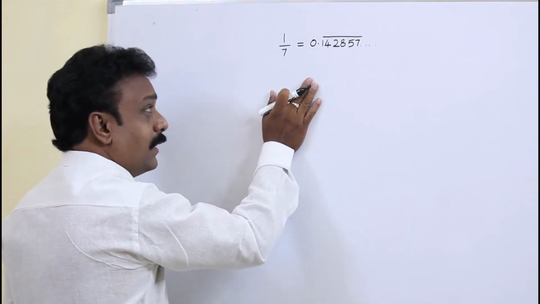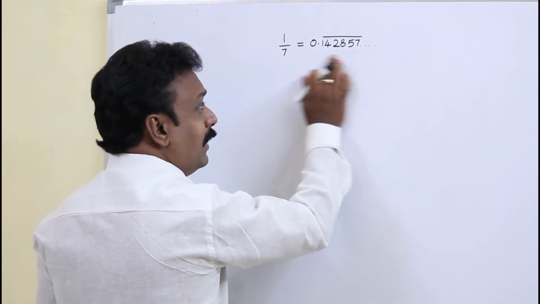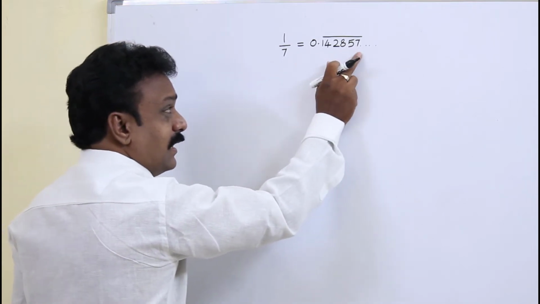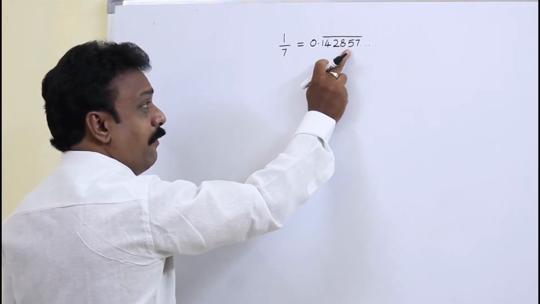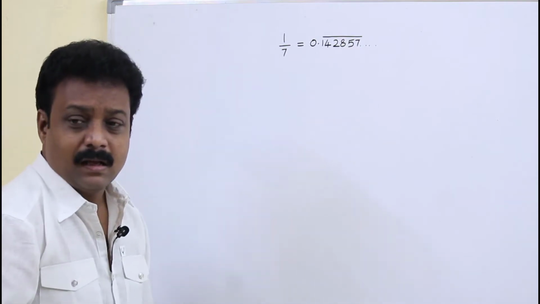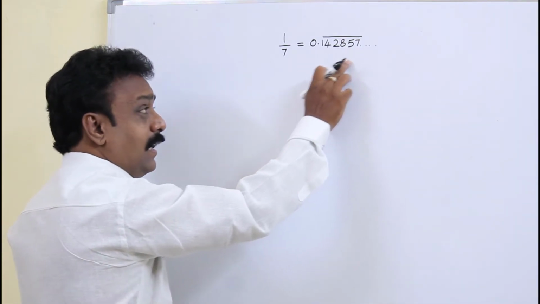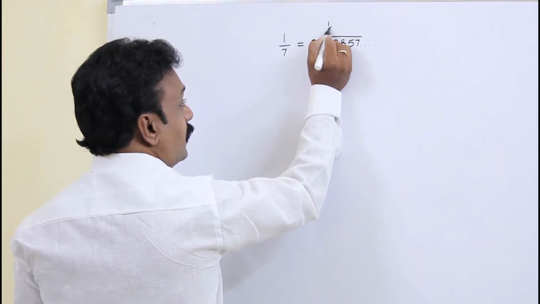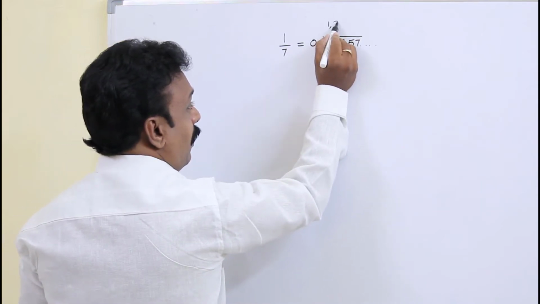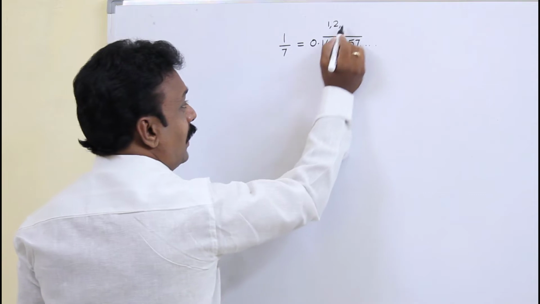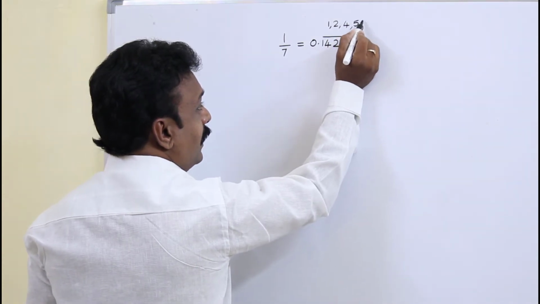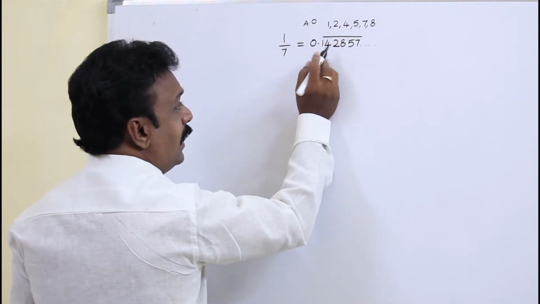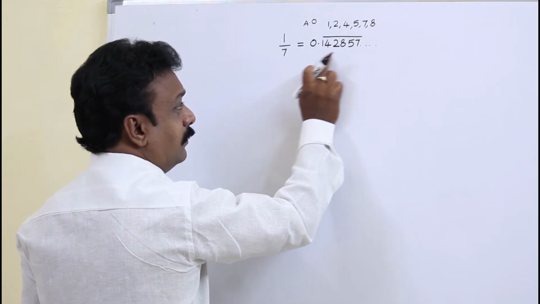For this division with 7, we have to remember this. Particularly this one you have to remember. And there are 6 digits: 1, 4, 2, 8, 5 and 7. Out of these 6 digits, let us write them in ascending order. First smallest 1, second smallest digit 2, third smallest 4, then 5, then 7, then 8. So, this is the ascending order of the digits we find in this bar.